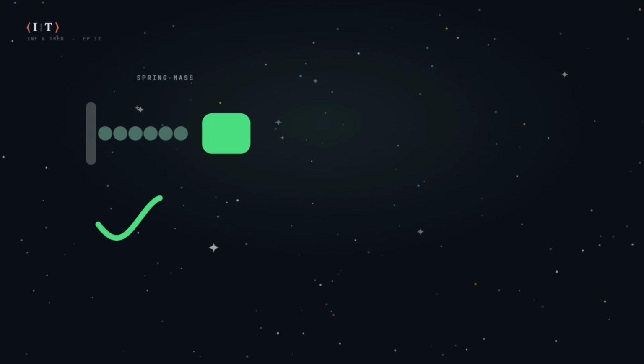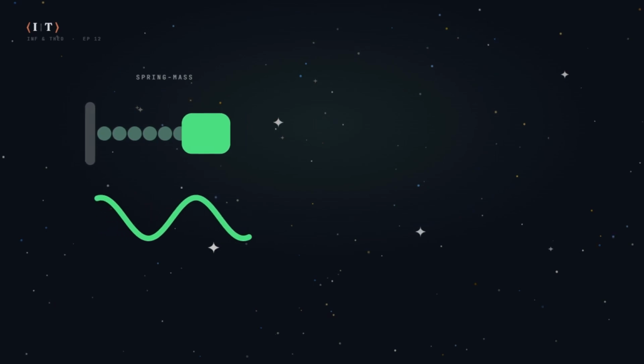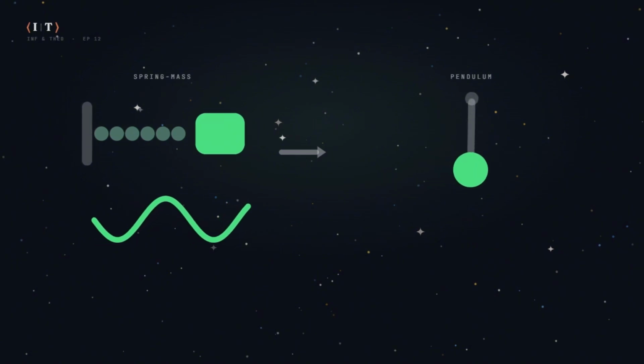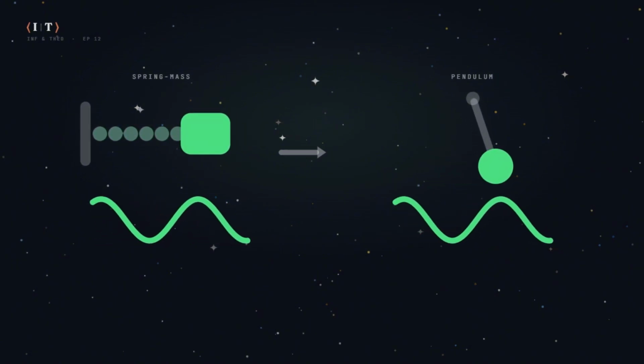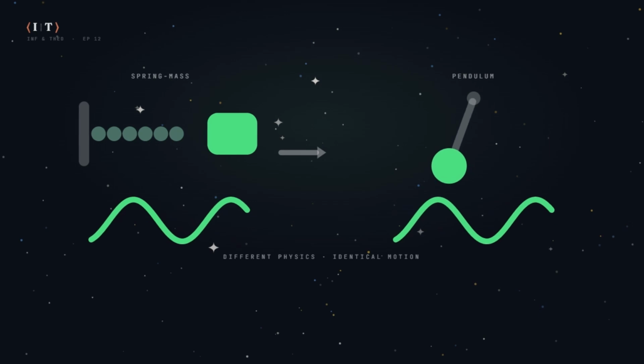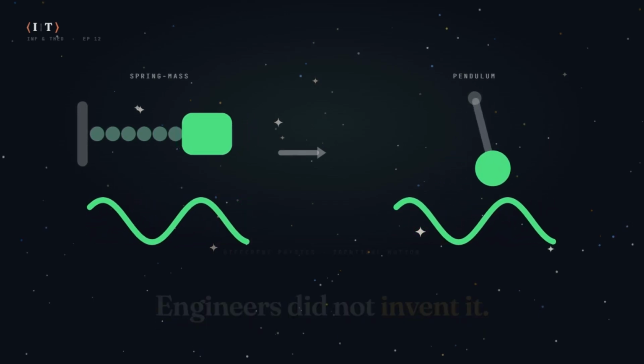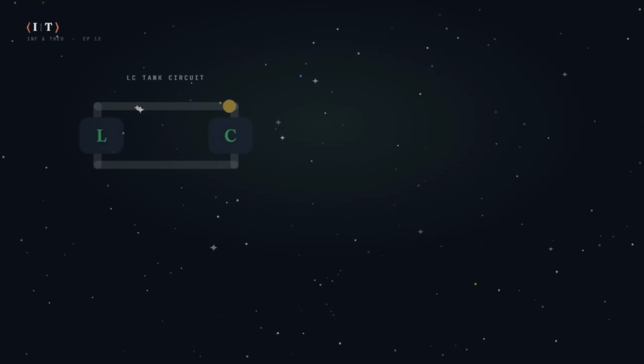Nobody wanted the sine wave. A weight on a spring moves in its shape. You pull it down, you let go, and it goes up and down like this. A pendulum does the same thing if the swing stays small. Push it far enough and the shape distorts.